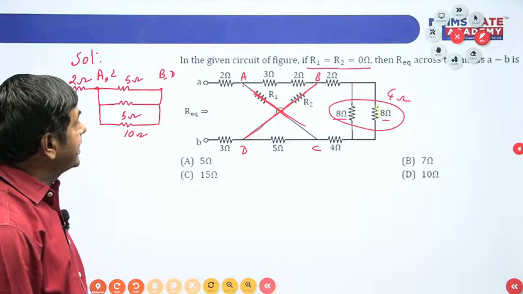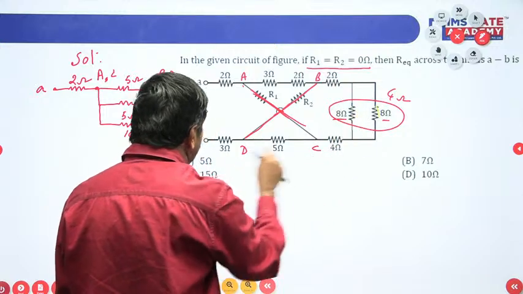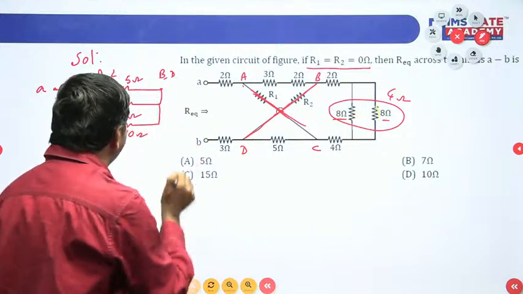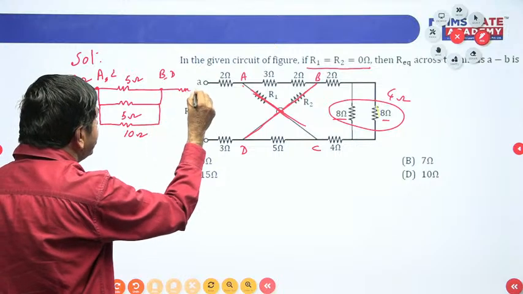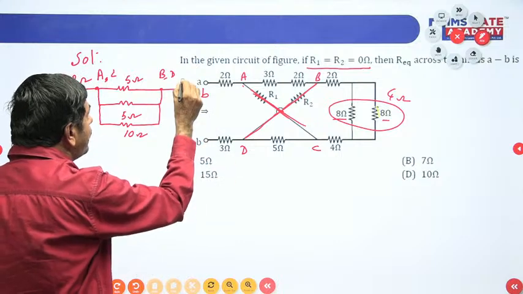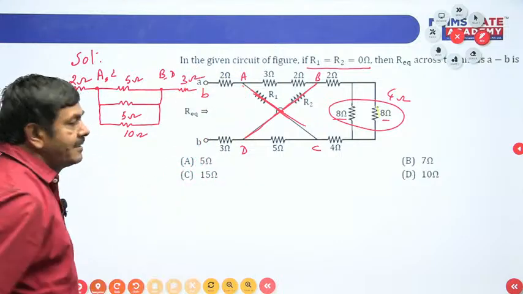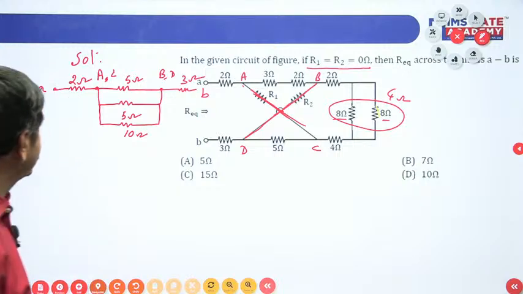And again, if you extend the line, you will get here now, when you extend and simplify like this now, D is connected to the B point. D is connected to the B point. One more resistor. D is connected to B. This is with a 3 ohm resistor. There is one 3 ohm resistor only now.